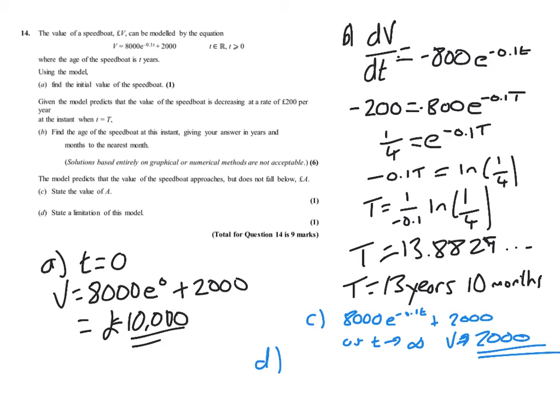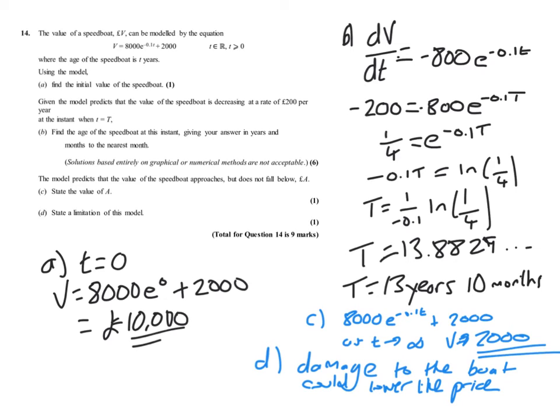Hope that's clear. D, limitation. Well, I suppose the model doesn't really take into account things like wear and tear, or if you do a bit of damage to the boat. Damage to the boat could affect the price, could lower the price, shall we say. Because if I were driving the boat and I crashed it into the side, did a bit of damage, it would suddenly lower the value. So there's a lot of things like that.